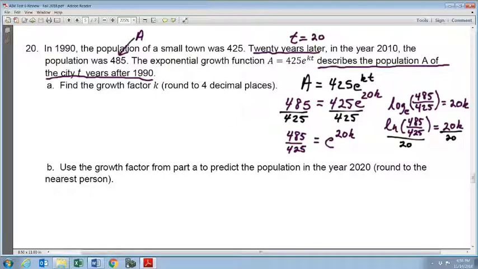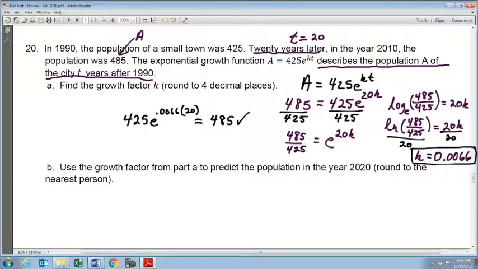So go ahead and put that into your calculator. I think you could put it in just like it looks pretty much. And you get 0.0066. So if you checked it, 425 times e to the 0.0066 times 20 should be about 485, and you can verify that that's true. So that's our k. So now we can write the formula using 0.0066 for k.